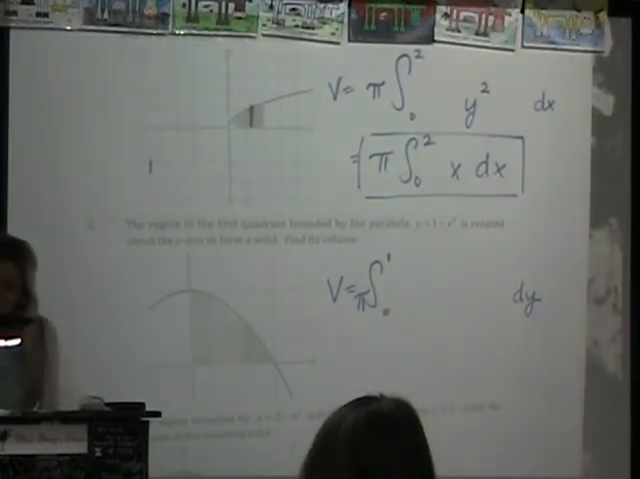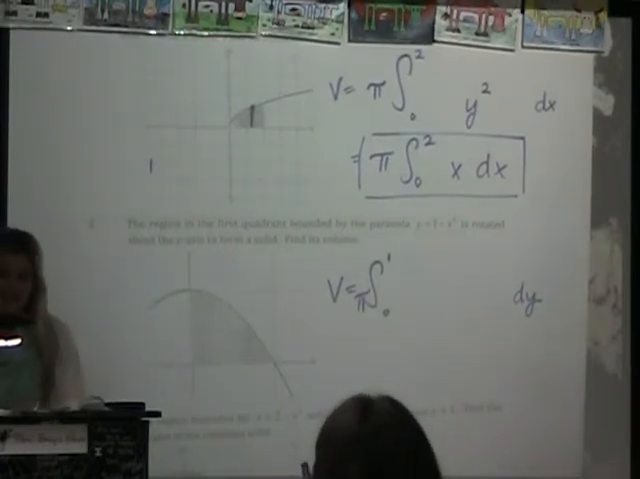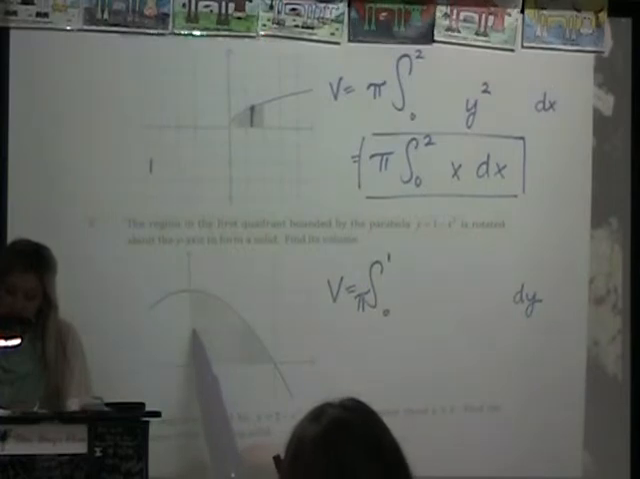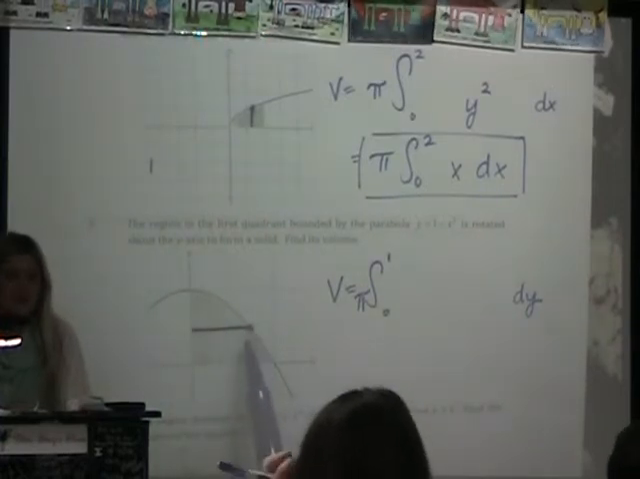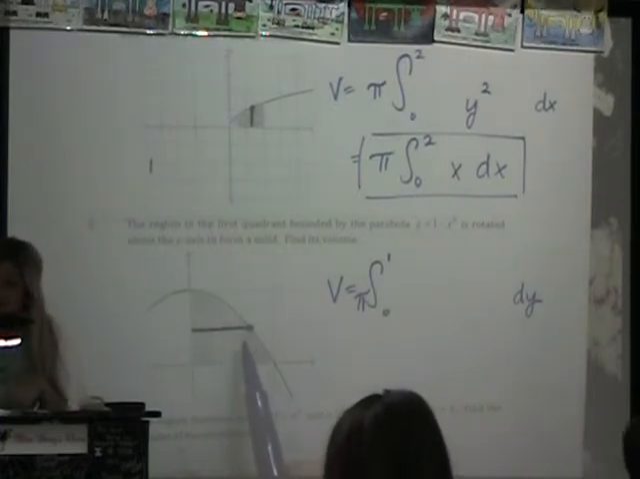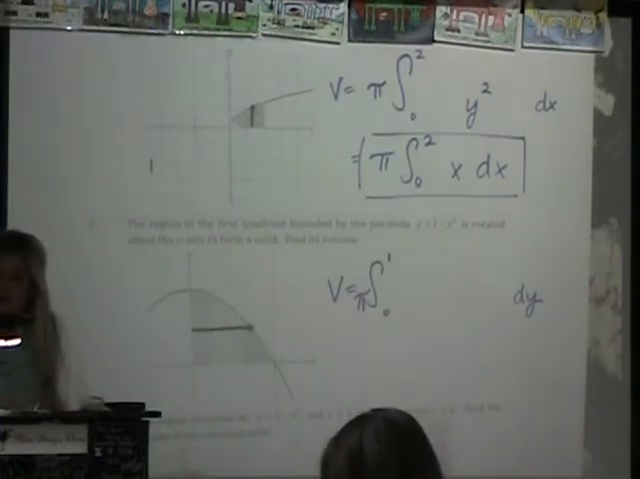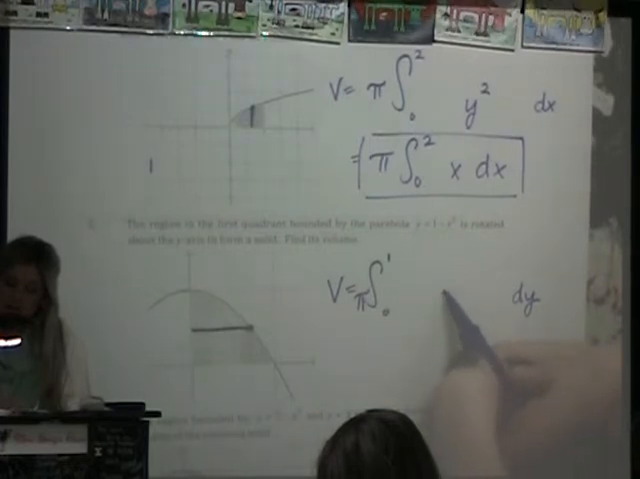And we need our radius, which this time if we pick a slice, it's going to be perpendicular to the y-axis, and that length is represented by the x-coordinate. So we're going to say x and square it.